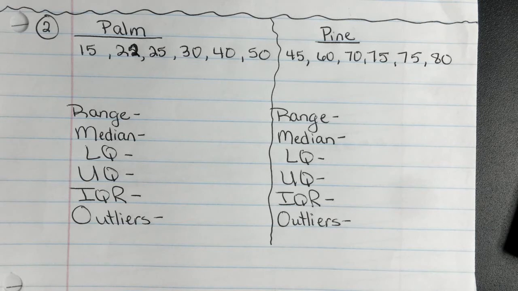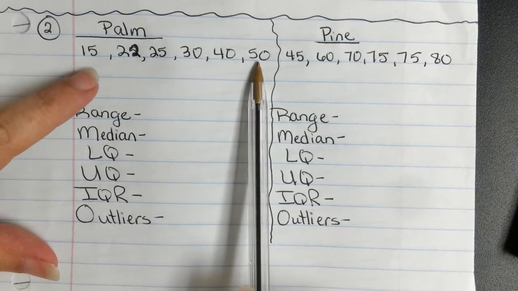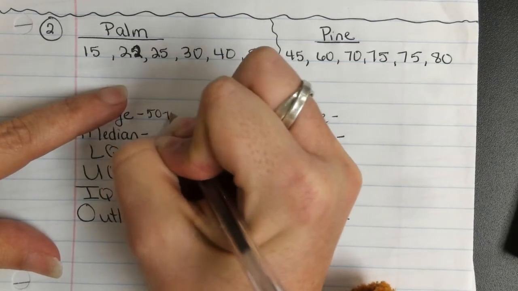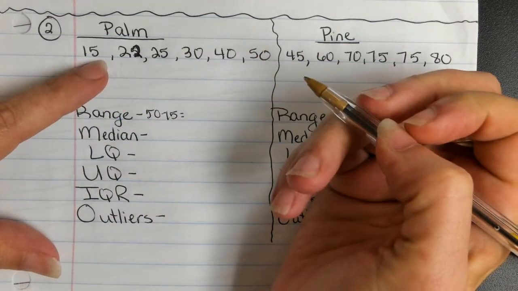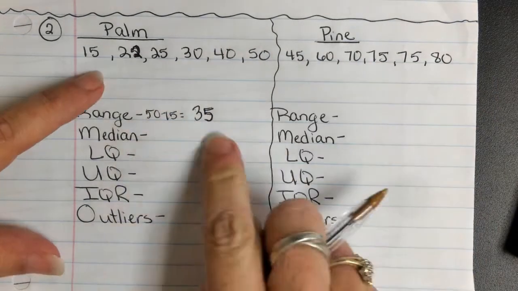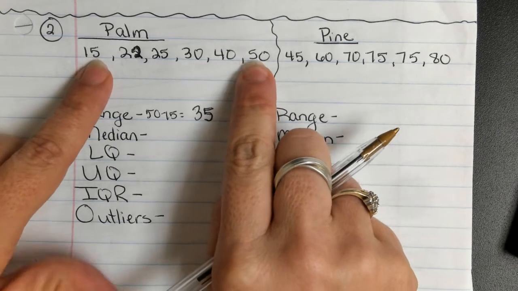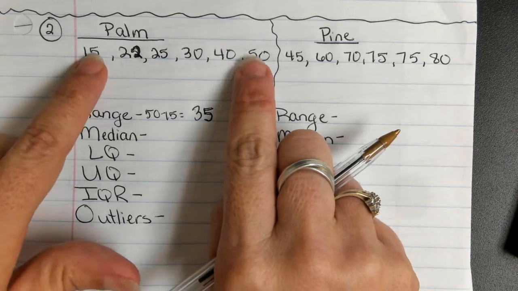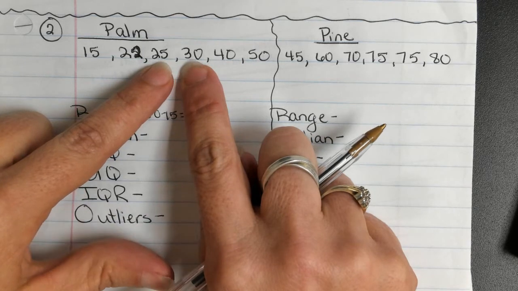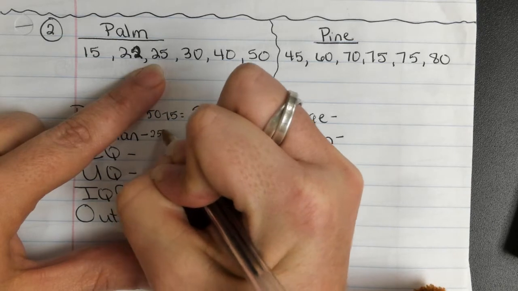And here we go. So, starting out, they want a range. So, 50 minus 15 is 35 for that set, for that palm tree. Okay. Median. If I take my outside numbers and start going in, there are 2 medians on this one. So, I have got to add them together, which is 25 plus 30.